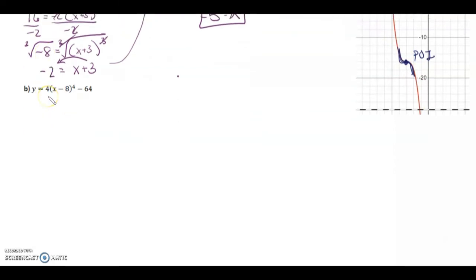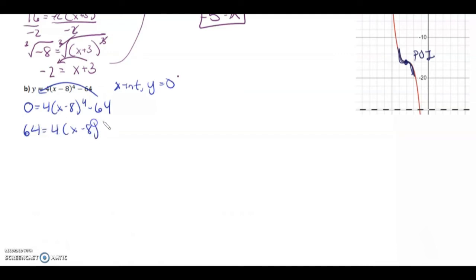Okay, so for B, y equals 4 times (x minus 8) to the 4 minus 64. So again, to find the x-intercept, we sub in y equals 0. So we have 0 equals 4(x minus 8) to the 4 minus 64. Okay, bring over the -64, it becomes +64. Write out the rest as it is. Divide both sides by 4.